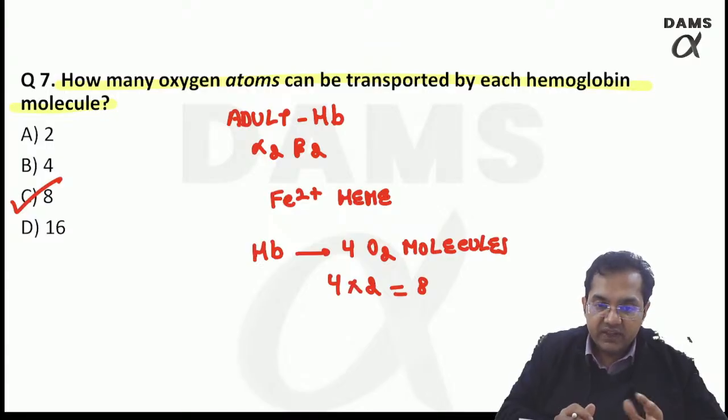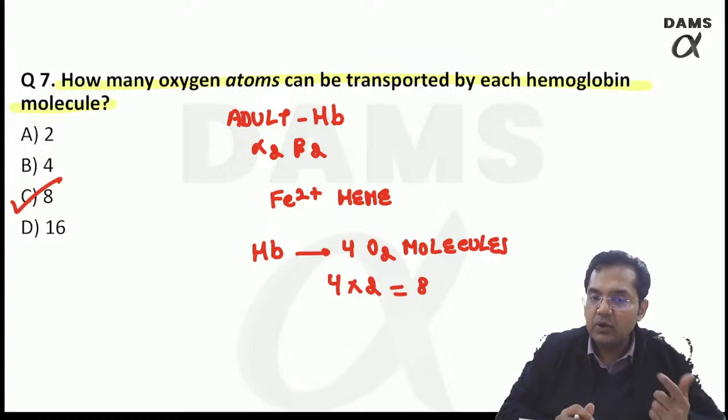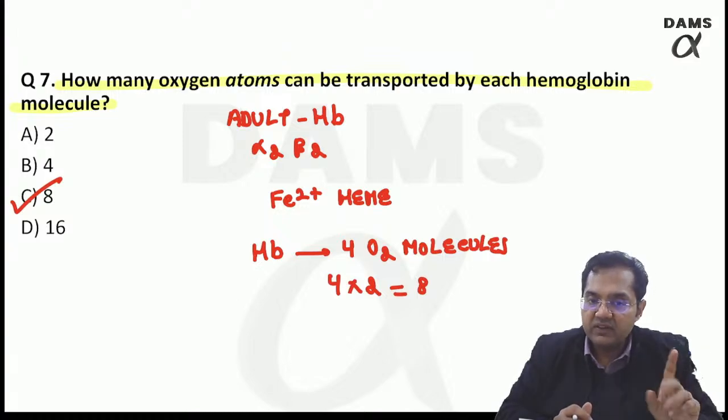Then we have the 4 hemes. Each heme has the ferrous. Heme binds to how many oxygen? 1 oxygen. 4 heme, 4 oxygen molecules, but total 8 atoms.